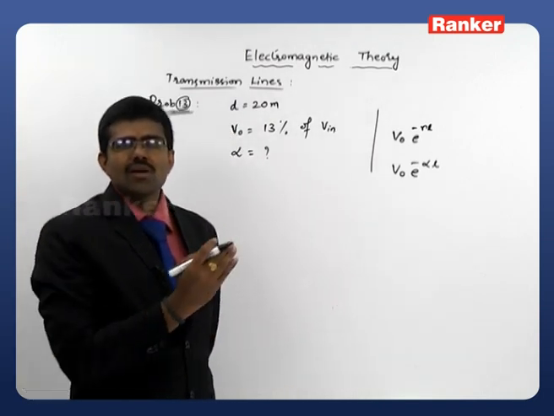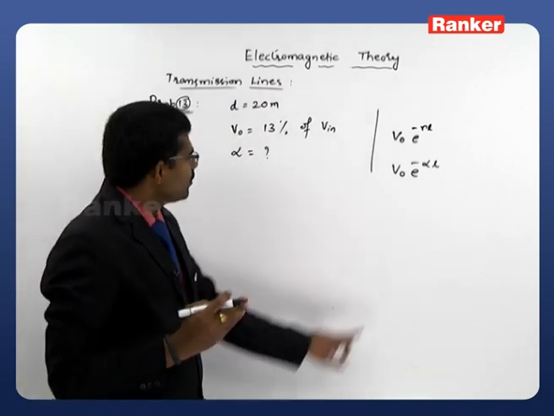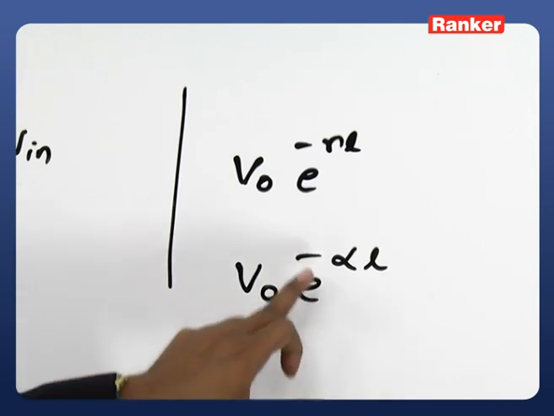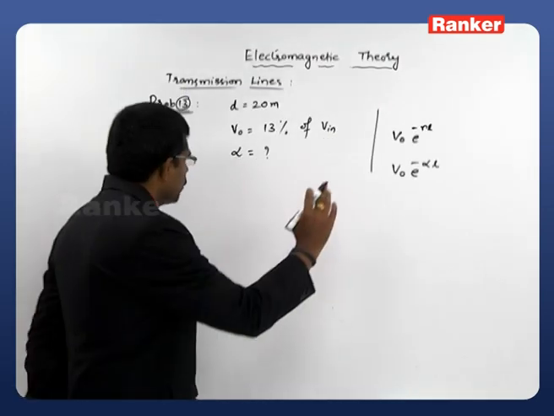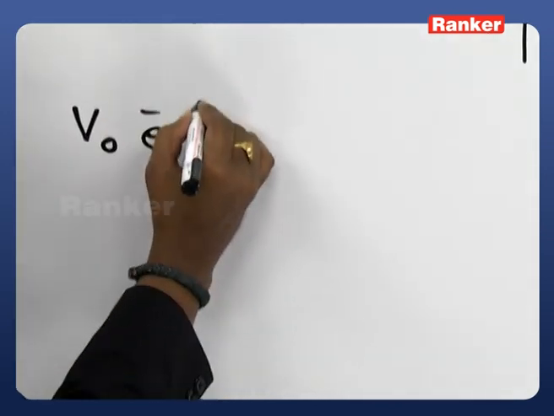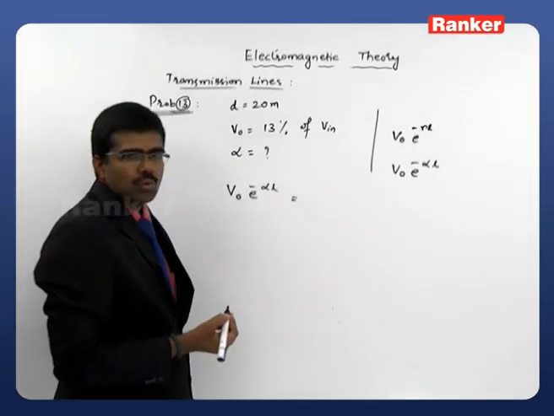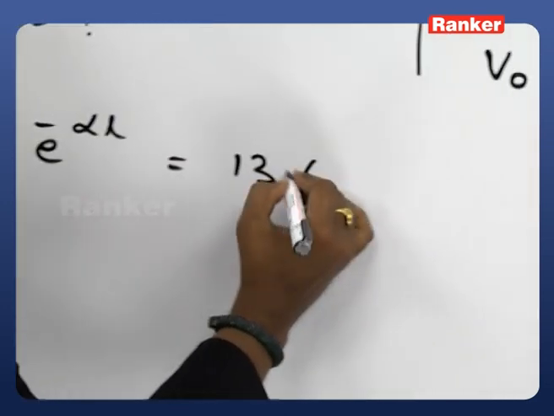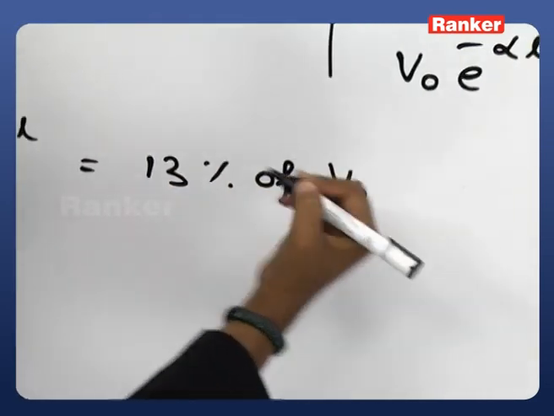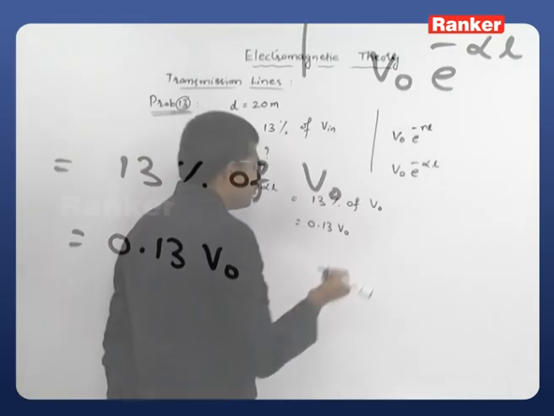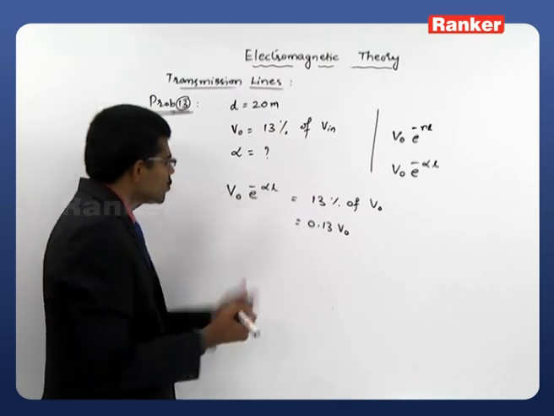Whenever the voltage is traveling along a transmission line, it is simply equal to the magnitude. This V0 is V initial, not V output, V initial multiplied by e power minus alpha L. Now bring that here. V initial e power minus alpha L equals how much we are observing? 13% of the initial. Initial is V0. 13% of V0 is nothing but 0.13 V0. So simply make these two equal.